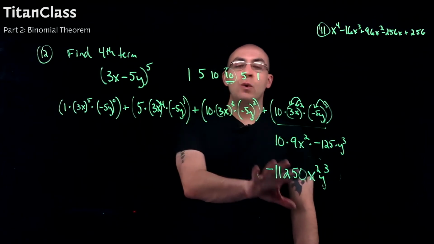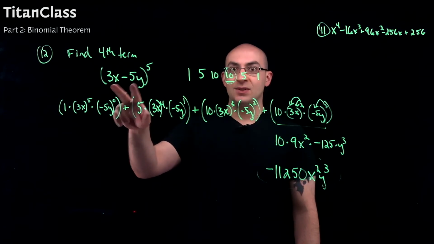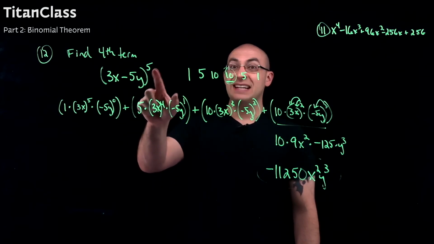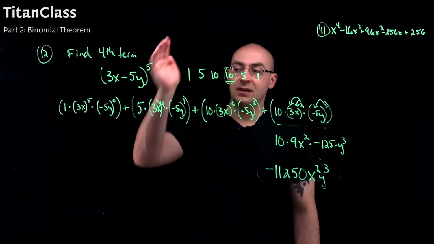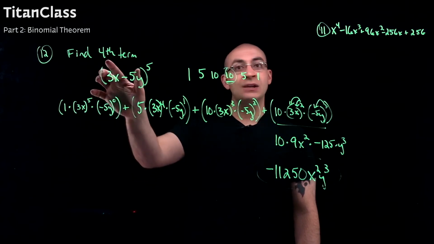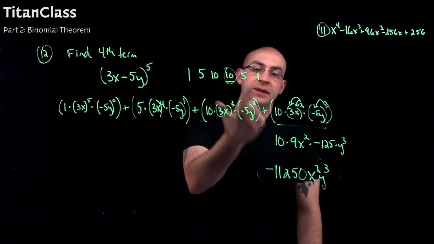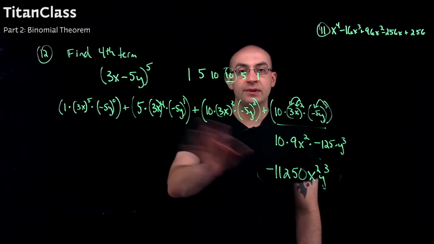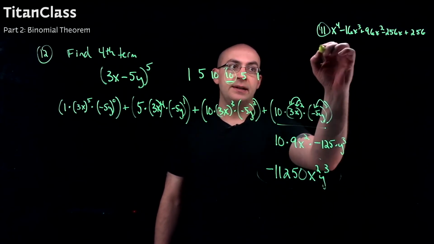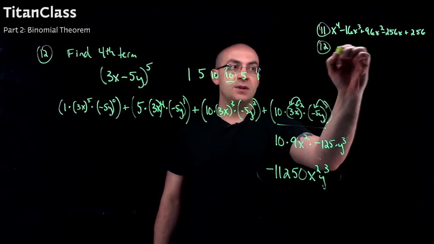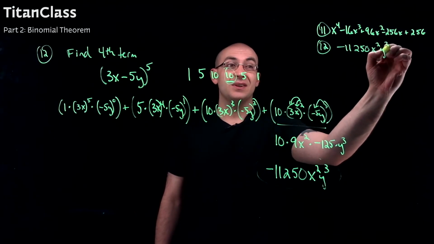So what did we do here? First, we knew we were going to have a big number here, because anytime we have numbers bigger than 2, raising to a 5th power is going to get really expensive in terms of how big the number is. So I only wanted the 4th term. I only went through the progression for completeness, because I really wanted to get the 4th term through this process, and then we finally just got the 4th term and evaluated it. So number 12 is going to be negative 11,250 x squared y to the 3rd power.